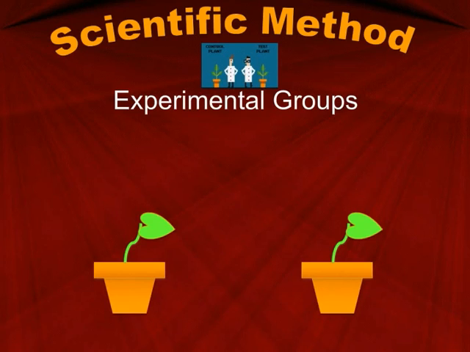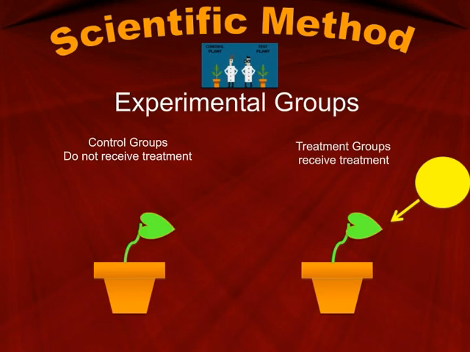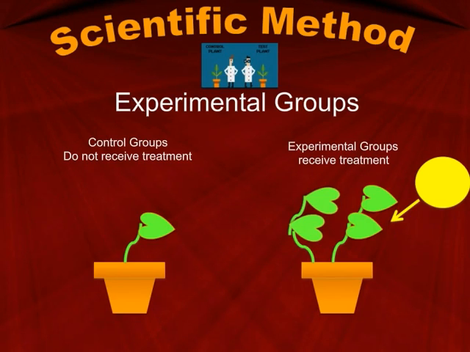When designing an experiment, experimental groups may be formed. Control groups do not receive the experimental treatment. Experimental groups, or treatment groups, do receive the experimental treatment. In this case, sunlight. The experimental group is expected to be affected by the treatment. The control group allows the data to be compared to the experimental group to see if there was an effect.